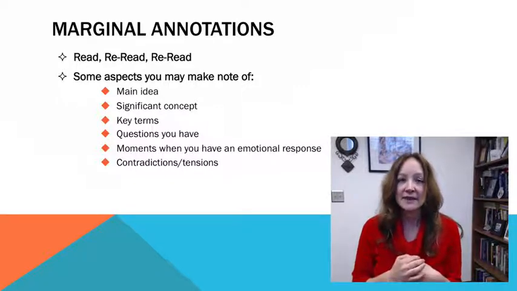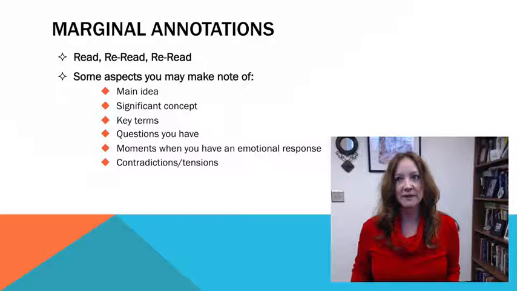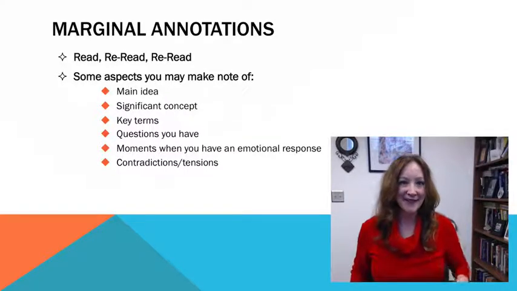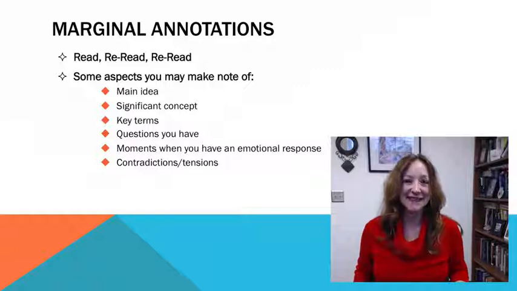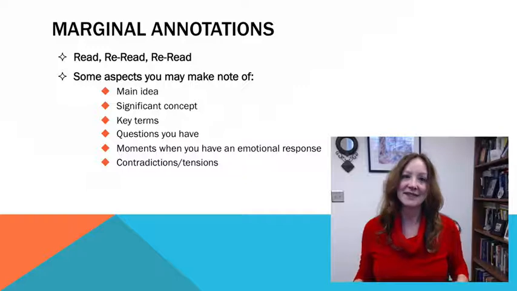In addition, you might want to think about moments when you have an emotional response. What got you really excited, or what made you really angry, or what confused you? And then the last one that I can think of right now is contradictions and tensions. Perhaps a writer says one thing earlier in the text and then something else later in the text, and it seems like it's ambiguous or contradictory, or there's some kind of tension operating in the text.